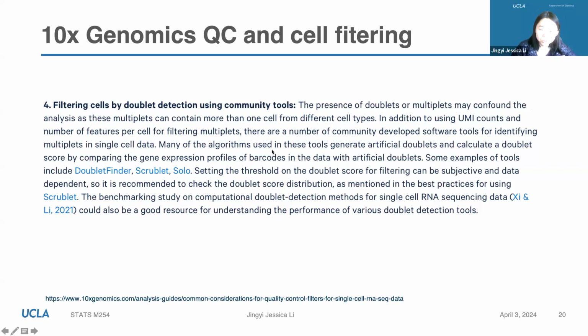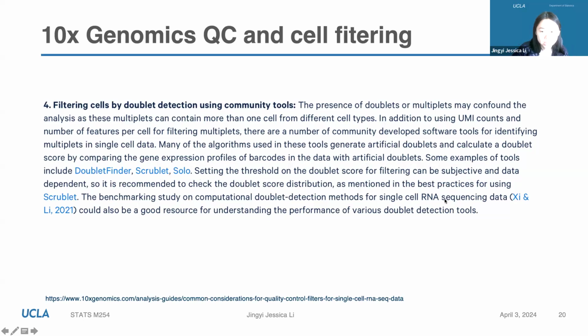Many of the algorithms used in these tools generate artificial doublets by merging 2 droplets into 1 artificial doublet, and calculate the doublet score by comparing the gene expression profiles of barcodes in the data with artificial doublets. Some examples of tools include DoubletFinder, Scrublet, Solo. Setting the threshold on a doublet score for filtering can be subjective and data dependent, so it is recommended to check the doublet score distribution.